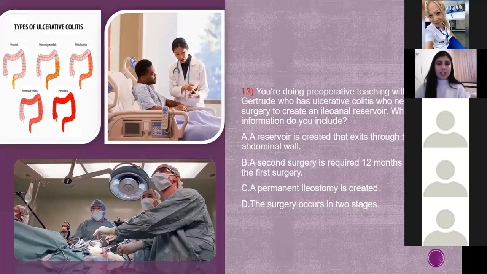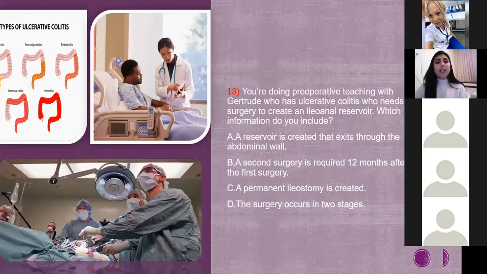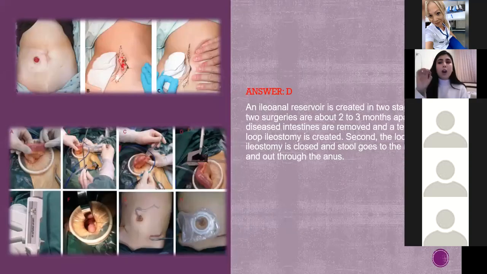The answer is D. An ileoanal reservoir is created in 2 stages. The 2 surgeries are about 2 to 3 months apart. First, the diseased intestines are removed and a temporary loop ileostomy is created. Second, the loop ileostomy is closed and stool goes to the reservoir and out through the anus.